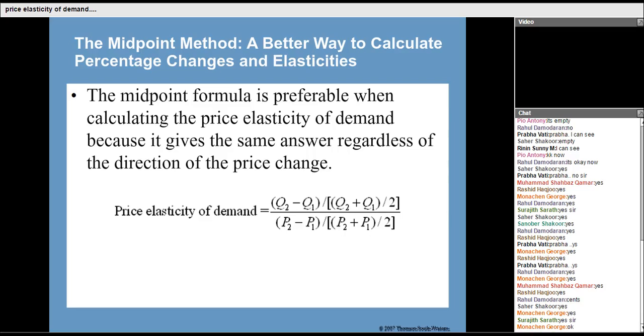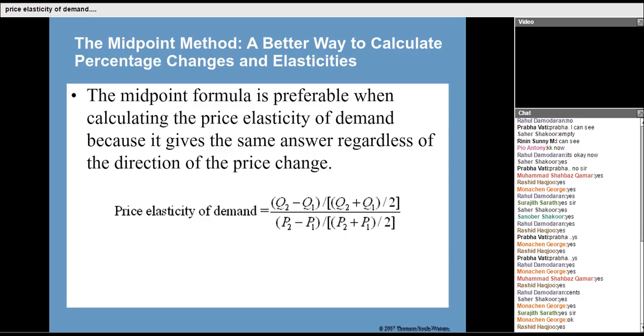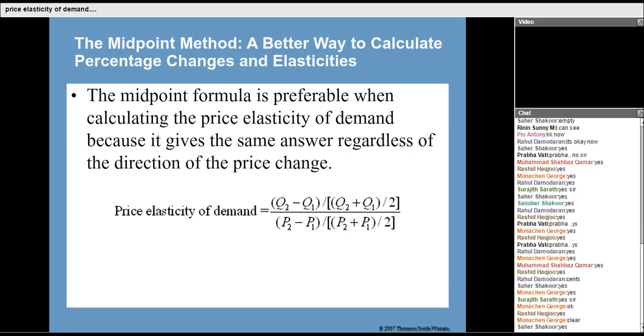In managerial economics, you will be doing some sort of mathematics as well. Later on, more mathematics will be there. So is it clear to everyone? Yeah, everyone is saying yes, that's good. No, okay. Let's move then.